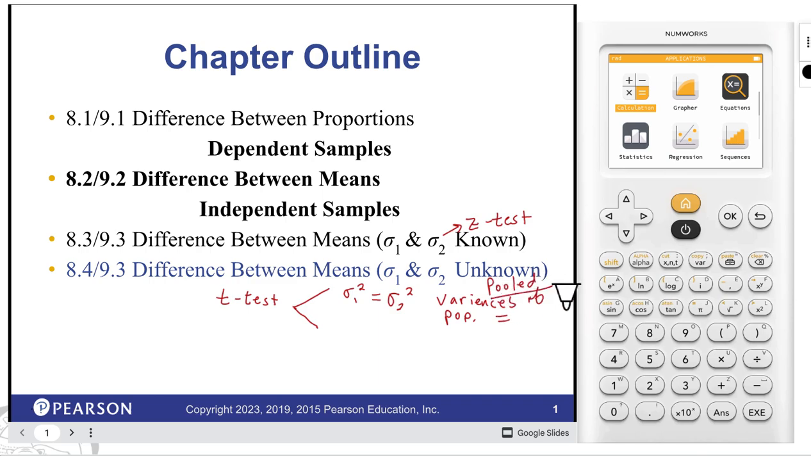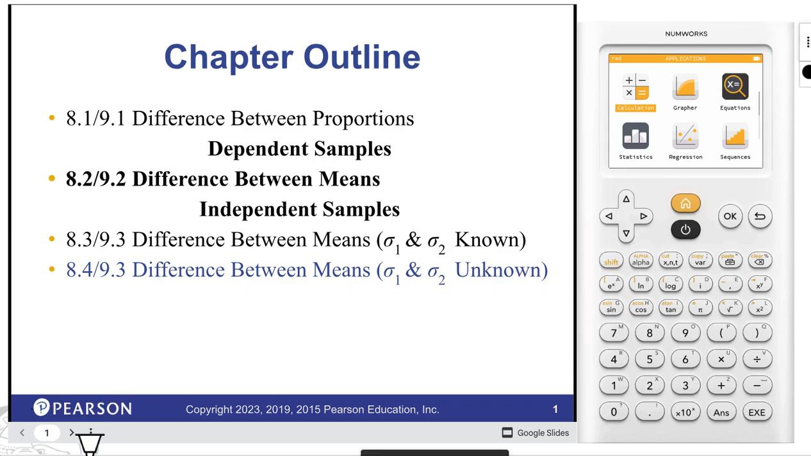We'll highlight that a little bit more. Pooled t-test. When they are not known or there's no comment that they are equal, then we do a regular t-test. Okay, so pooled versus regular. So we'll see how that all works as we move forward.